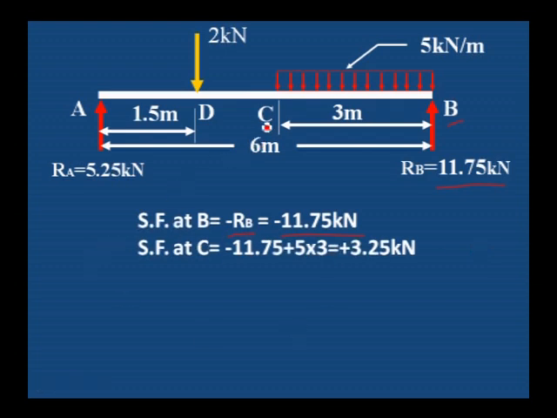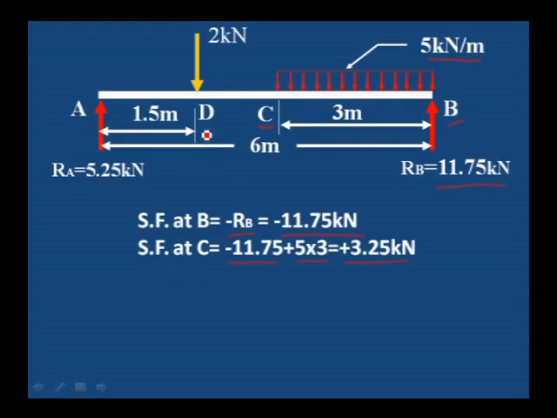Shear force at C. At C there are two loads: one is the 5 kilonewton per meter uniformly distributed load and the other is the RB value. First we take the previous value, that is the RB value, minus 11.75, plus the uniformly distributed load, 5 kilonewton per meter into 3, 15 kilonewton. Minus 11.75 plus 5 into 3 gives plus 3.25 kilonewton, the shear force at C.